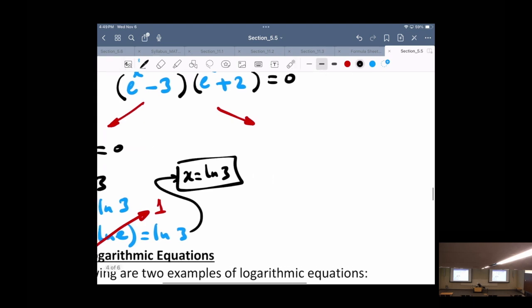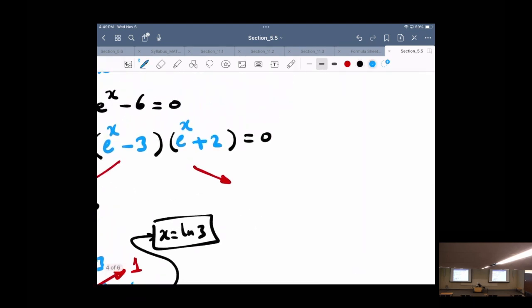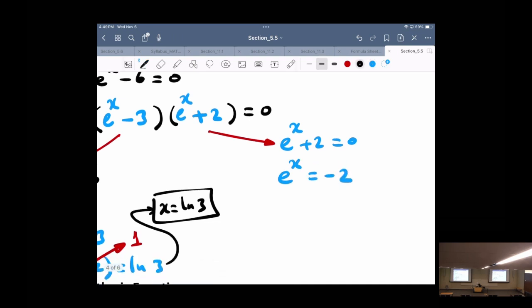What about the other side? Well, let's find out. So we have e to the x plus 2 equals 0. Then solve for x, which means isolate x. So now let's take the natural log of both sides. We say natural log of e to the x equals natural log of negative 2. And oops, you have to stop, right? Do you see why you have to stop right away?